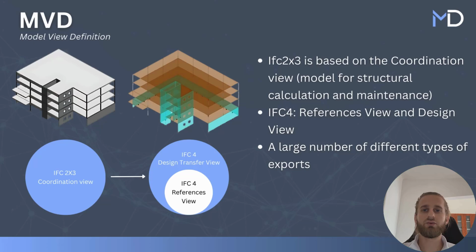Now, you have two types of IFCs on the market, IFC 2x3 and IFC 4. IFC 2x3 only offers you the coordination view. It only allows you to export IFC and not change it further. But IFC 4 gives you two types of views, the design transfer view and the reference view. If you export IFC as a reference view, it does not allow any changes. You can just send it so that other person can refer to your model, but if you send it as a design transfer view, the other person will be able to change the elements within the IFC.